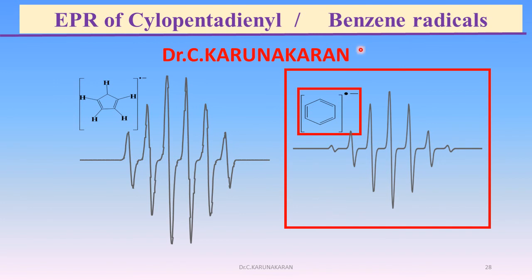In the case of benzene radical, the unpaired electron density is delocalized over 6 hydrogen atoms. Therefore, by n plus 1, there is a septet. There are 7 lines observed, with the intensity ratio obtained using Pascal's triangle: 1, 6, 15, 20, 15, 6, 1.